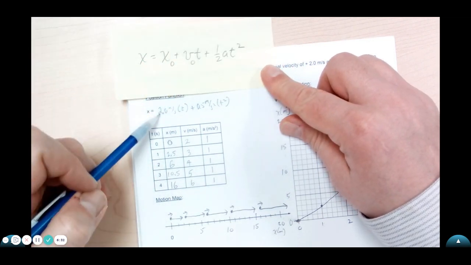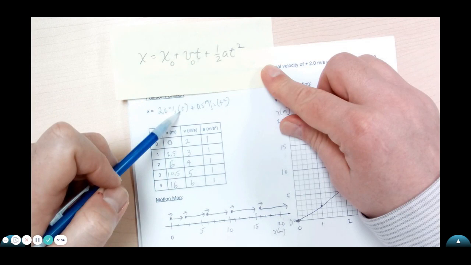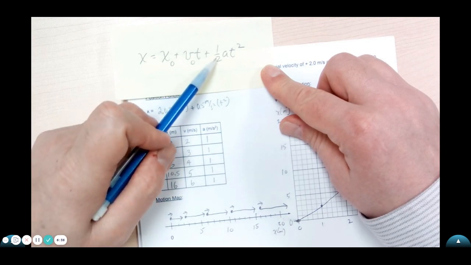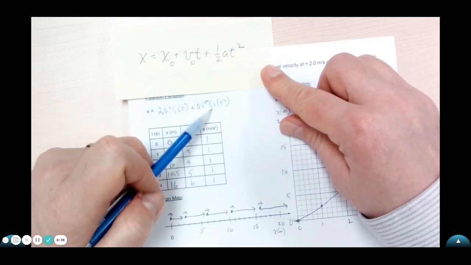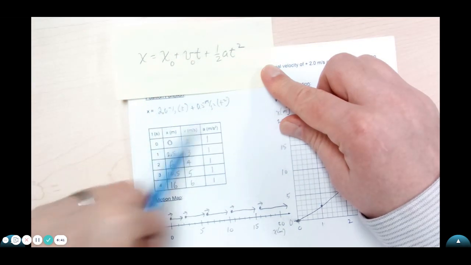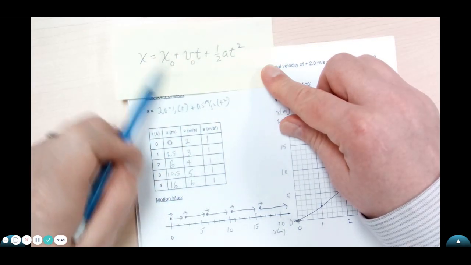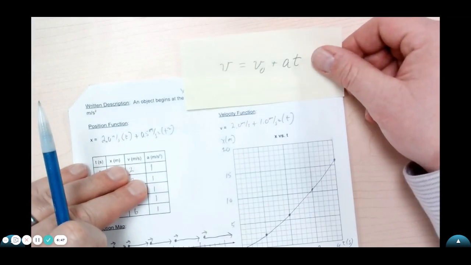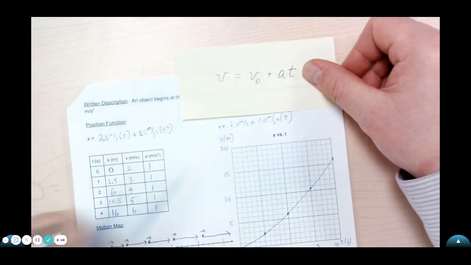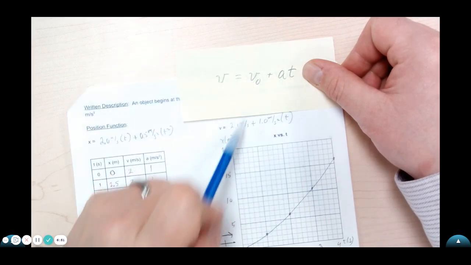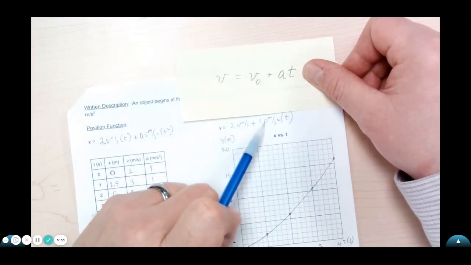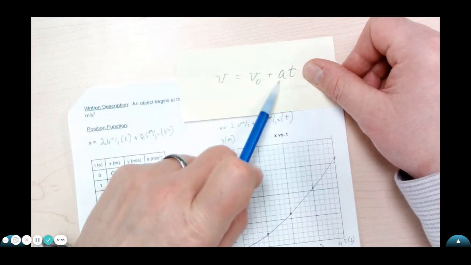Initial velocity, 2 meters per second times the time, plus half of the acceleration, 0.5 meters per second squared, times t squared. That's what you're left with. This first term cancels out. Velocity function: initial velocity, v naught, 2 meters per second, plus the acceleration times the time, at.